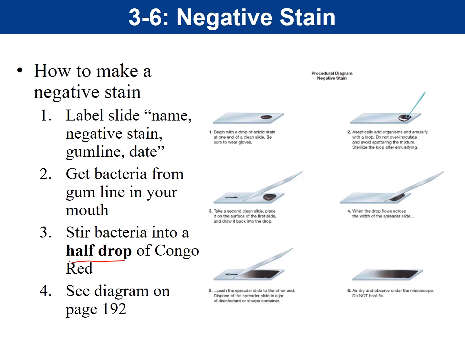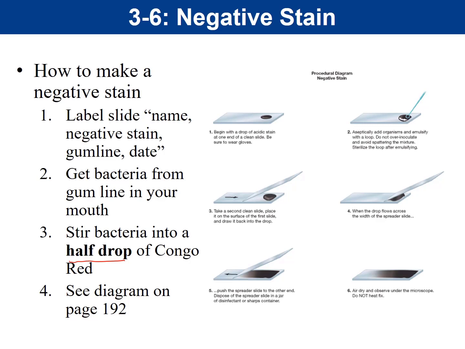And the reason for that is that in this stain, remember, you can't use heat. So you're not going to air dry it on a slide warmer. You're not going to heat fix it. You need it to air dry. If you use an entire drop of Congo red, it's going to take a long time for that stain to dry. And so it's much, much better to use only a half drop.